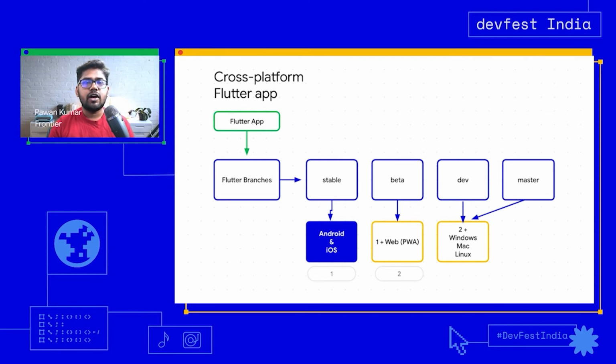Okay, so as a developer, I'm assuming you might be aware of all the different branches available with Flutter. As you can see in this slide, we have a stable branch, a beta branch, a dev branch, and a master branch, or main branch, whatever you want to call it.